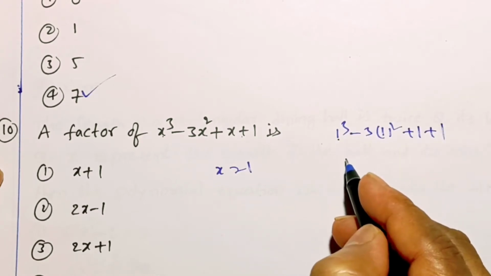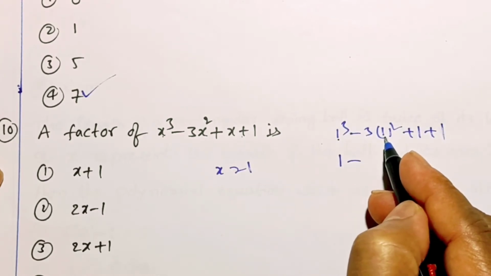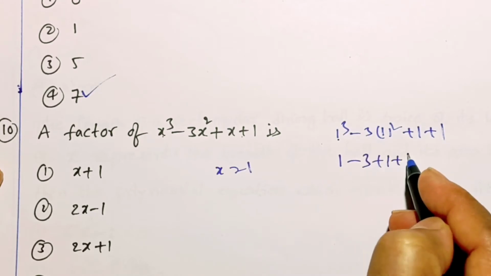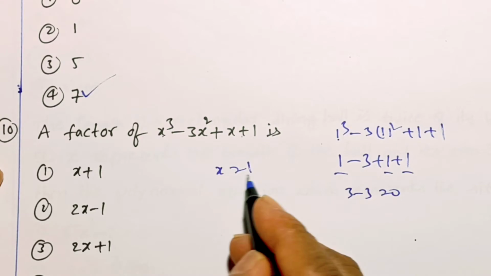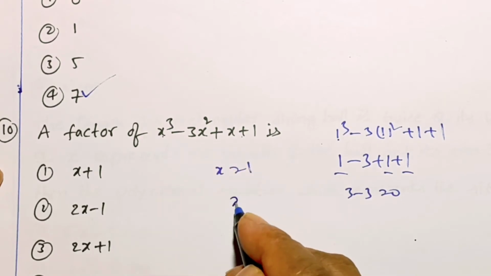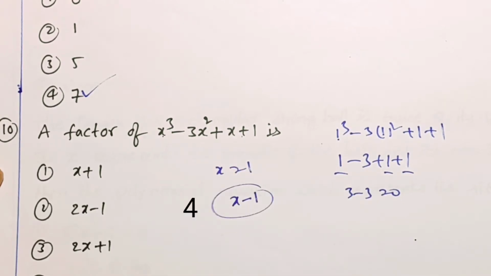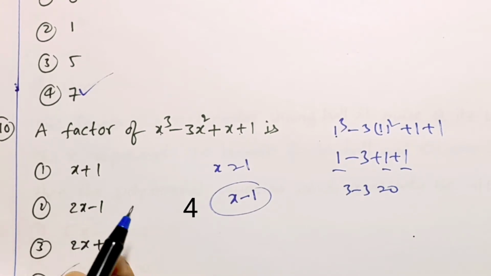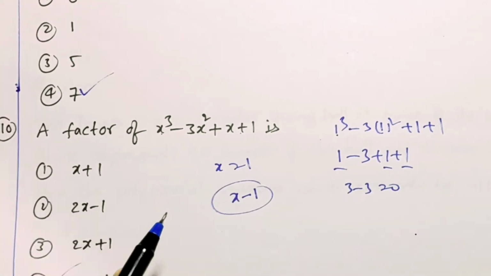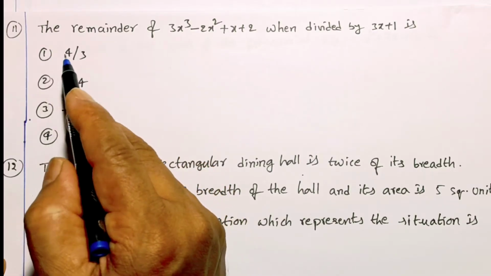1 cube is 1, minus 1 square is 1 into 3, 3, plus 1 plus 1. So 3 minus 3 equal to 0. So x equal to 1 satisfies this equation. Therefore x minus 1 is a factor. Answer 4 is the right answer. Option 4 is right.